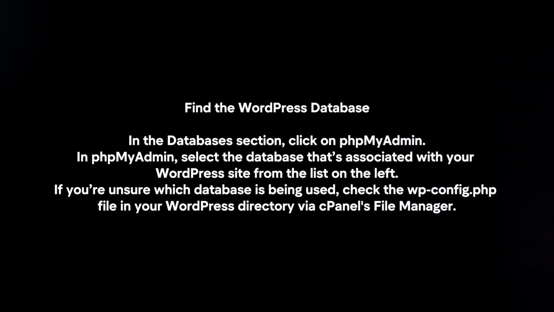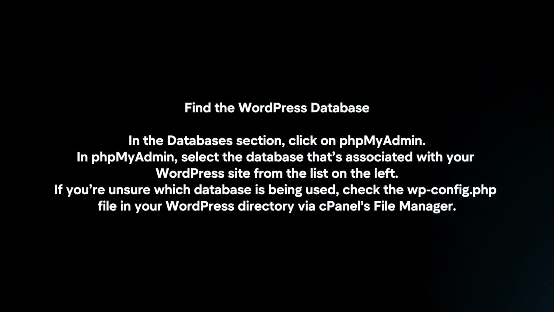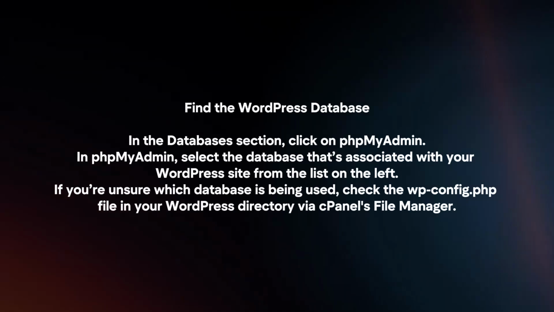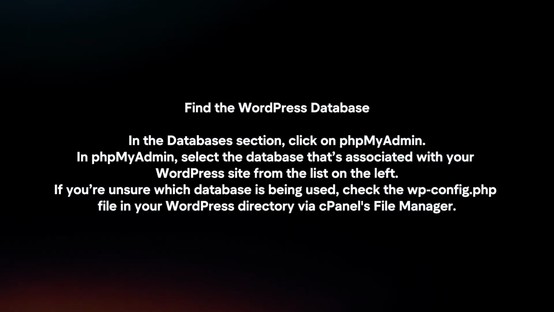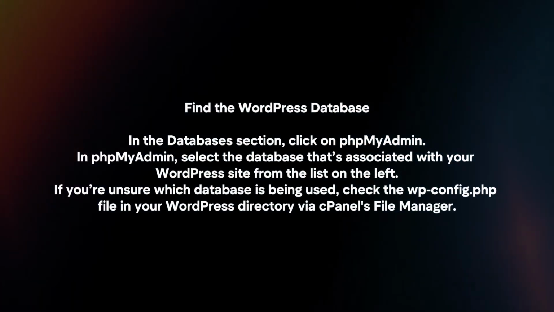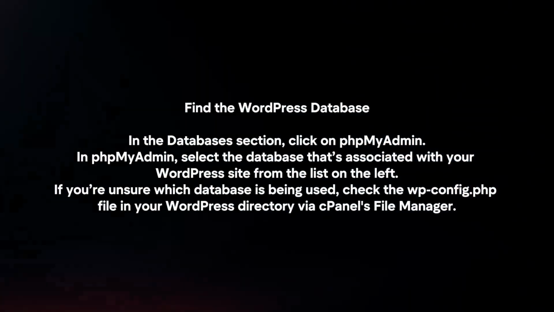Find the WordPress database. In the Databases section, click on PHPMyAdmin. In PHPMyAdmin, select the database that's associated with your WordPress site from the list on the left. If you're unsure which database is being used, check the wp-config.php file in your WordPress directory via cPanel's File Manager.